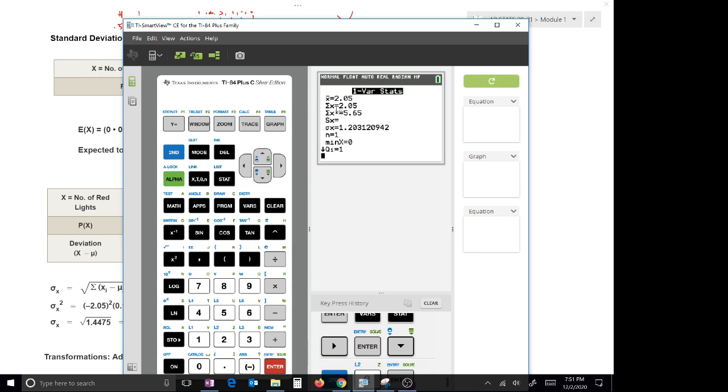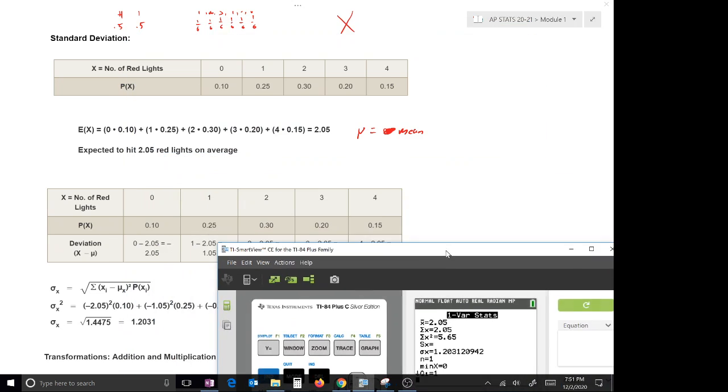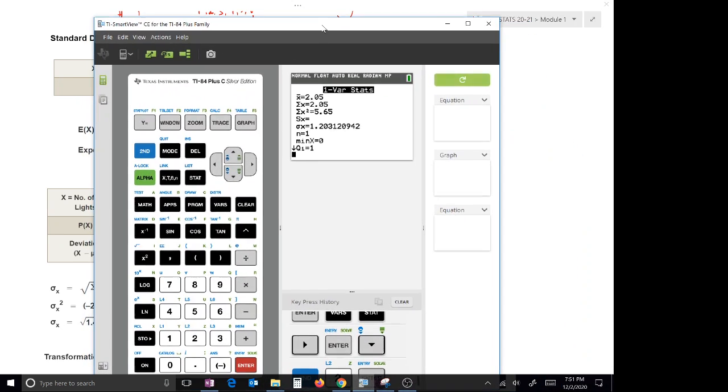All right, notice there is a little bit of an issue here. It gives us X bar. This should be mu, not X bar, because this is the whole thing. So don't label on an AP test this as being X bar. That's not correct. This is not a sample because it's a probability. It's the whole population. They do get the standard deviation correct. Here's our standard deviation of 1.2.